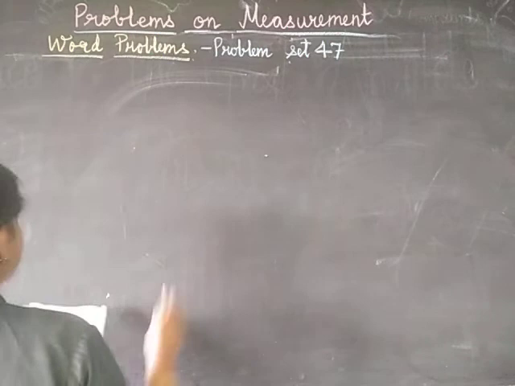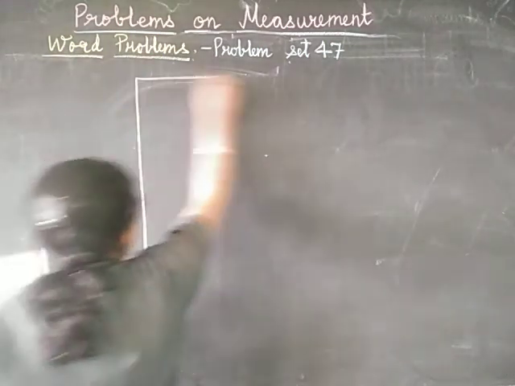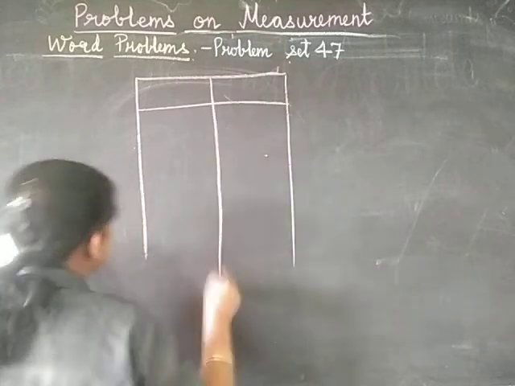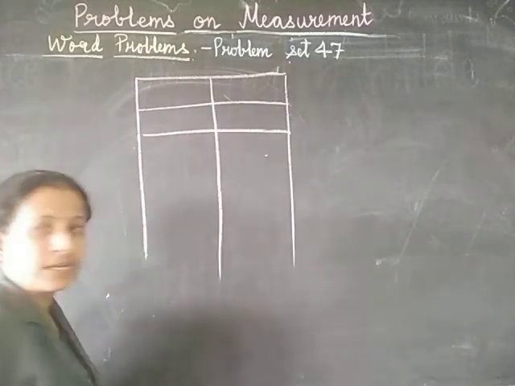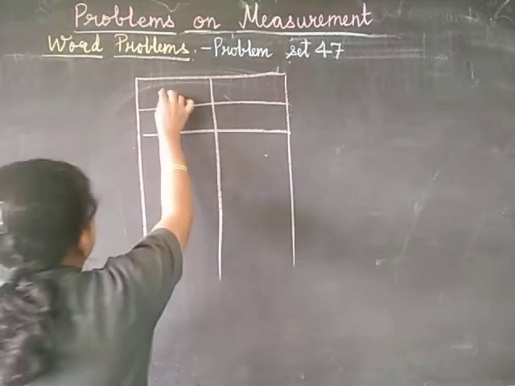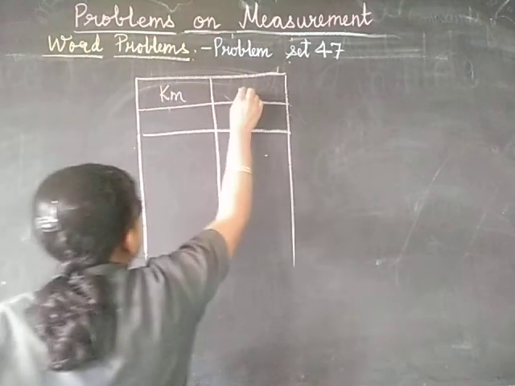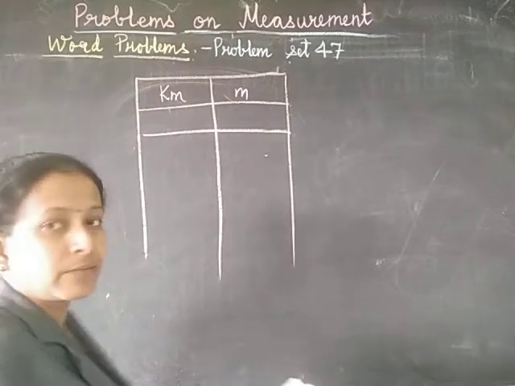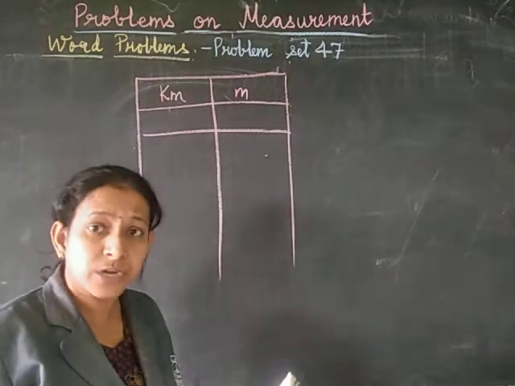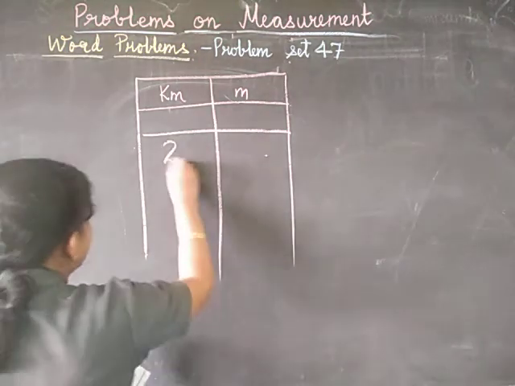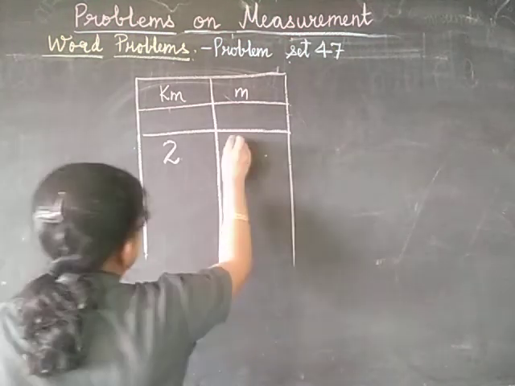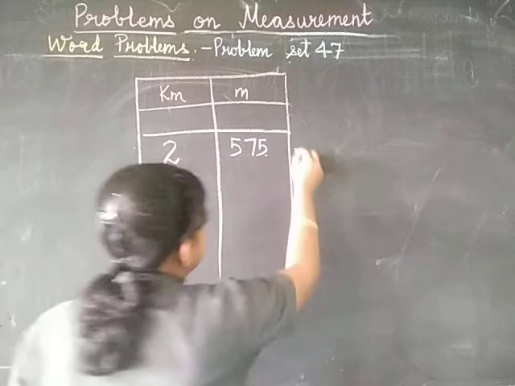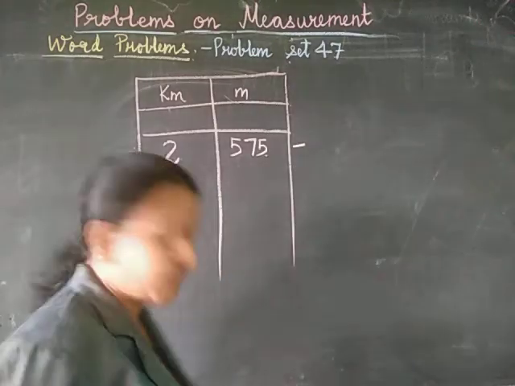Okay, so we have to draw a table like this. Leave one more space here so that we can borrow. Here you write kilometers, here you write meters. Since 2 kilometers 575 meters is the road, we are going to write 2 first and 575 meters. So this is the distance of the road.